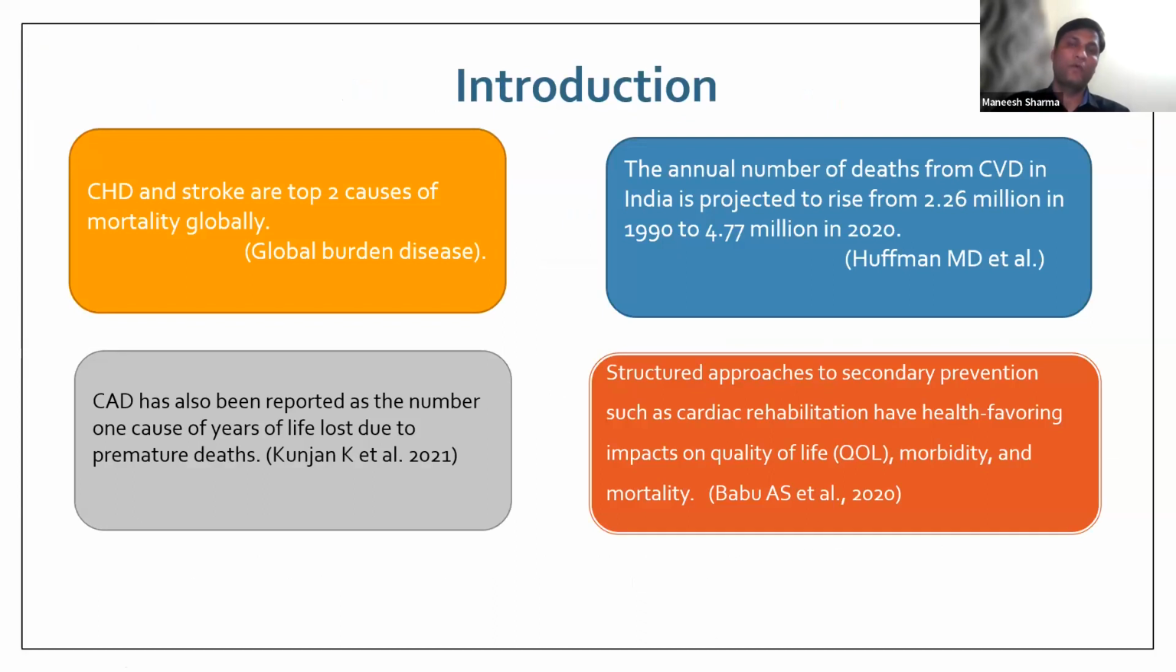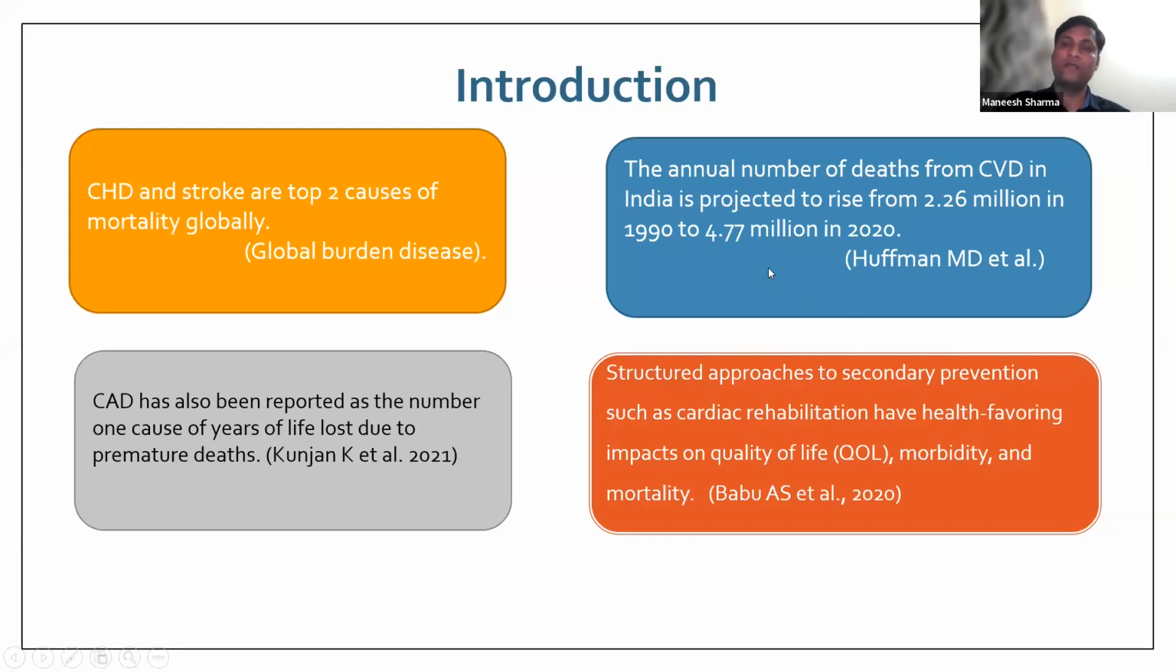Before moving to cardiac rehabilitation, if we talk about the state of coronary heart disease globally, CHD and stroke are the two main causes of mortality around the globe, and India is very similar. The condition is very similar in our country too, where the mortality due to CHD is very high. The annual number of deaths from CHD in India is projected to rise from 2.26 million in 1990 to 4.77 million in 2020. And these are hospital-based figures.